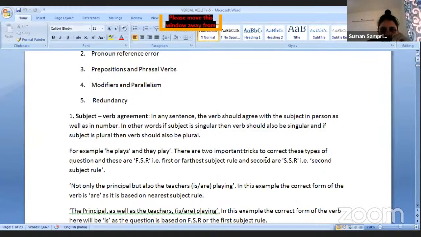For example, he plays, they play. You know this rule. Here plays goes with he, which stands for singular number, and play is verb 1. We have 5 forms of verbs.